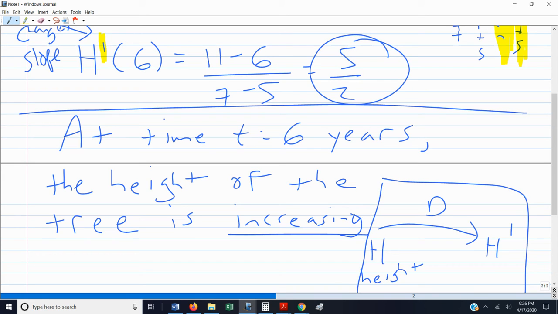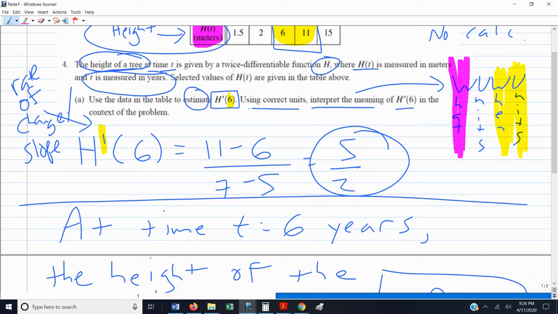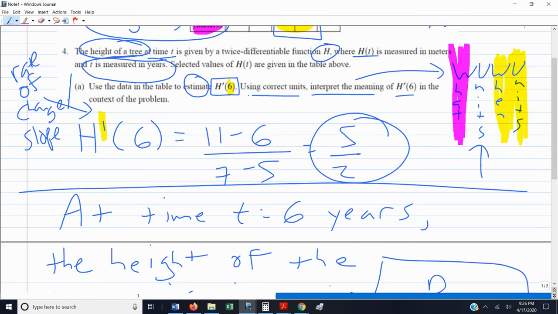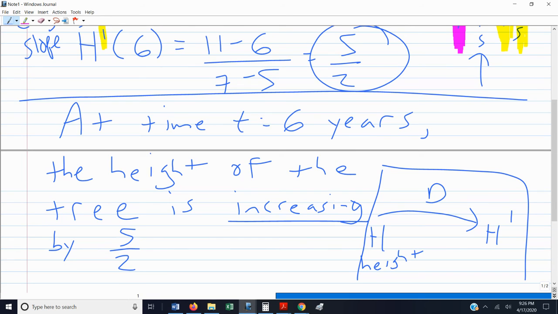The h function is just the height. H prime is how is the height changing. So that word increasing is the word that is demonstrating that the height is changing. So the height of the tree is increasing by 5/2. I'm going to scroll back up, because we have our when, we have our what, and we just need our units now. That's going to be the last thing, is the units of what. So the what is the height of the tree is increasing by 5/2, and the last part is our units.